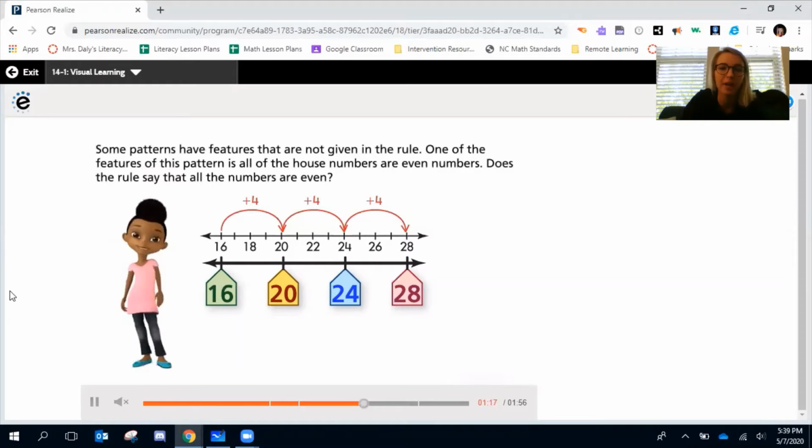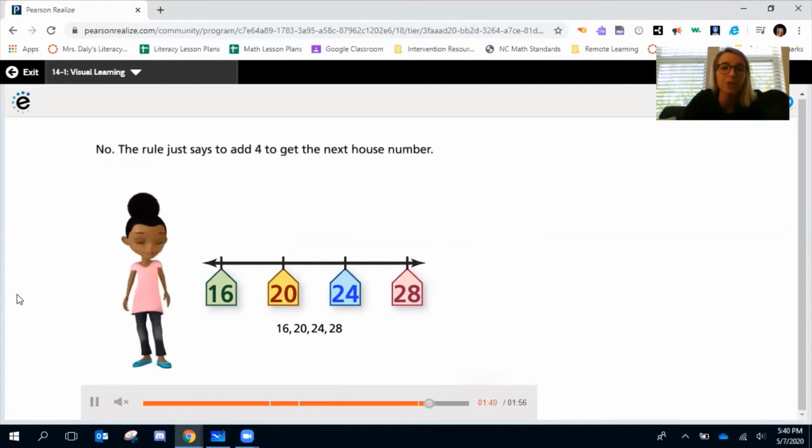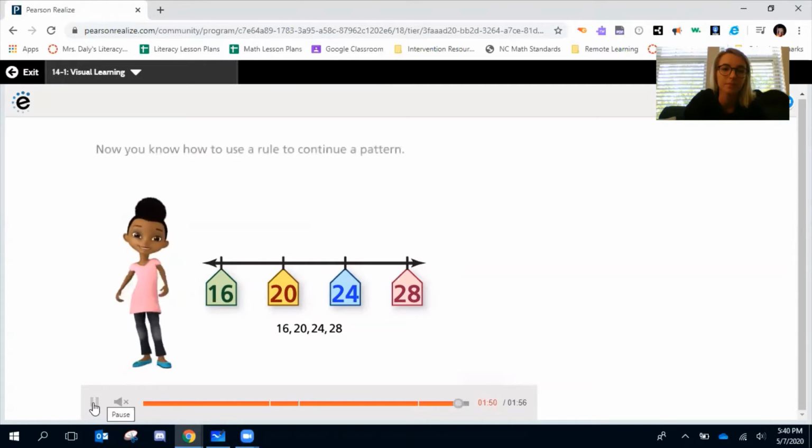Some patterns have features that are not given in the rule. One of the features of this pattern is all the house numbers are even numbers. Does the rule say that all the numbers are even? No, the rule just says to add 4 to get the house number. Now you know how to use a rule to continue a pattern.